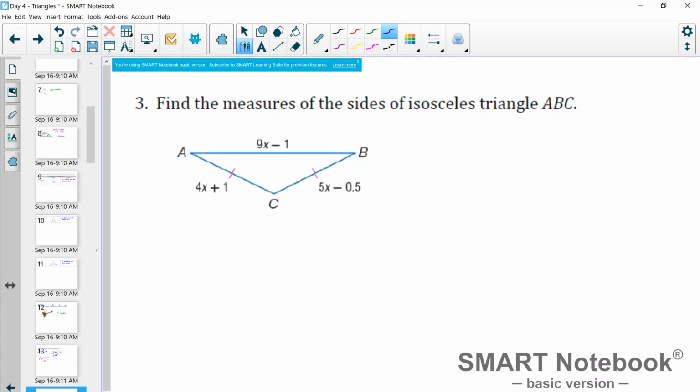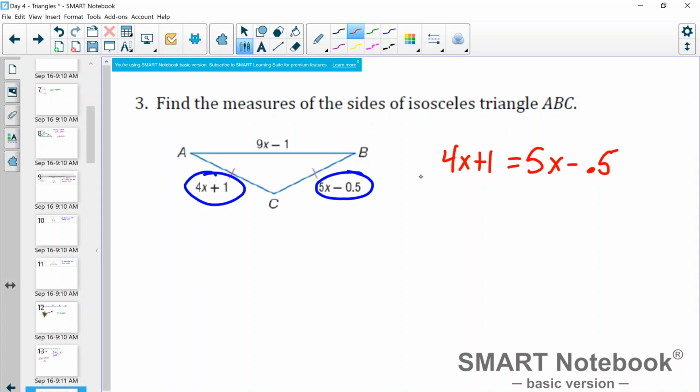Again, here we have markings, red mark, red mark. This tells me AC and CB are going to be the same. So if two things are the same, they are equal. So what I can actually do is take 4x plus 1 and 5x minus 0.5 and set them equal to each other. So I can state, because of these markings here, that 4x plus 1 is equal to 5x minus 0.5. And I'm going to solve for x.